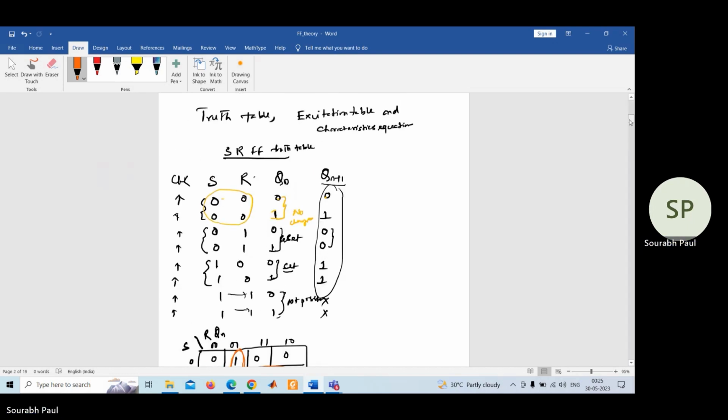Okay. And what is a truth table? Where your inputs are given with the present state value, you need to identify the next state value. This is known as the truth table.